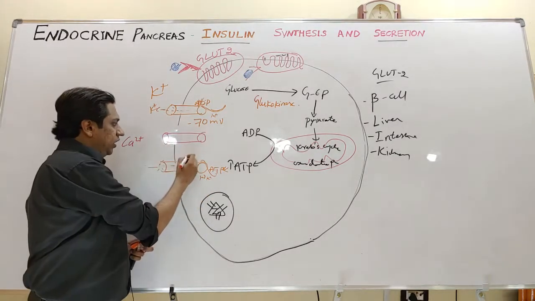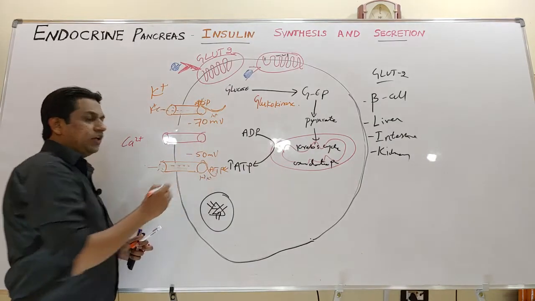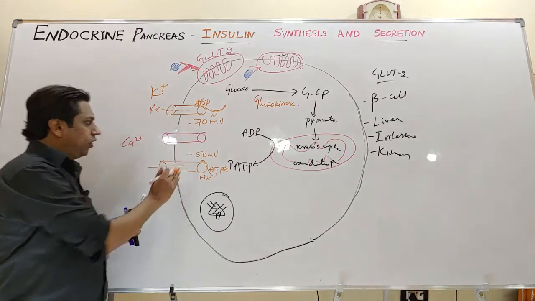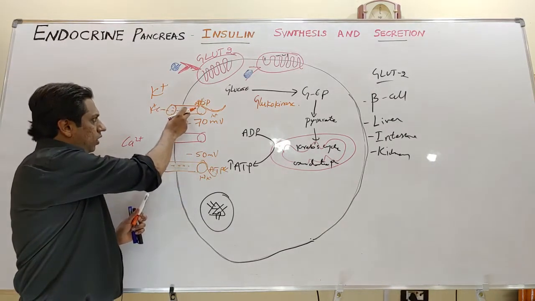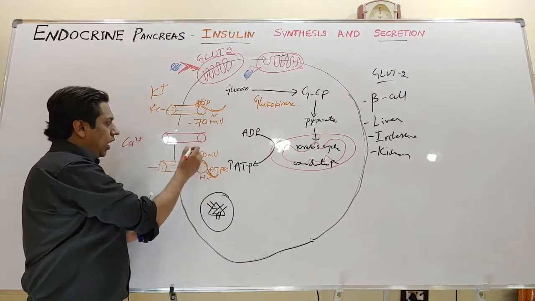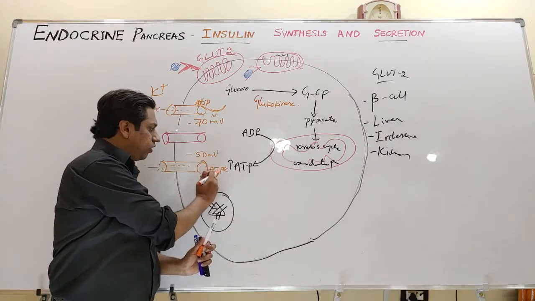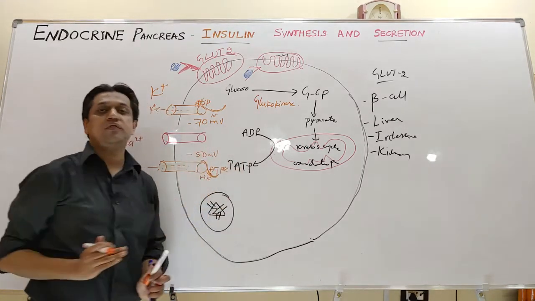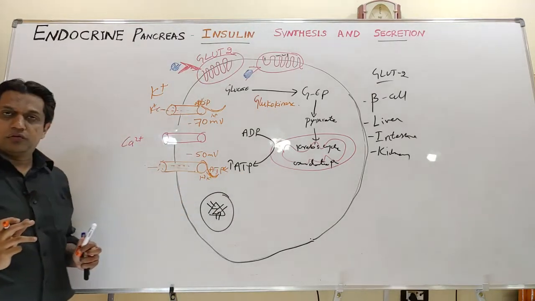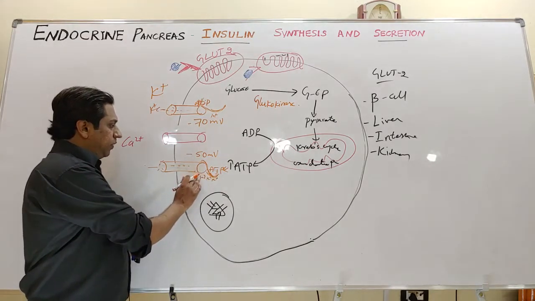So the negativity is reduced. From minus 70 it will become minus 50 millivolt. That is, the negative charge became less. So this reduction of charge because of the closure of the potassium channel is called depolarization. So the closure of this potassium channel due to the presence of the ATP causes the depolarization. Because of that, more potassium will remain here.